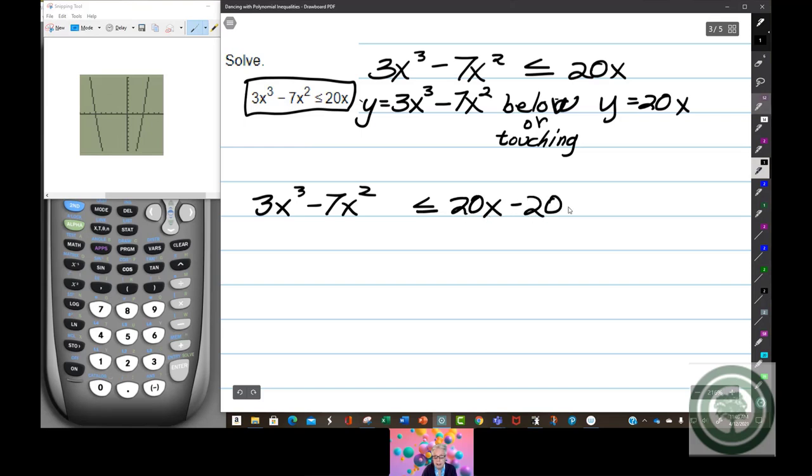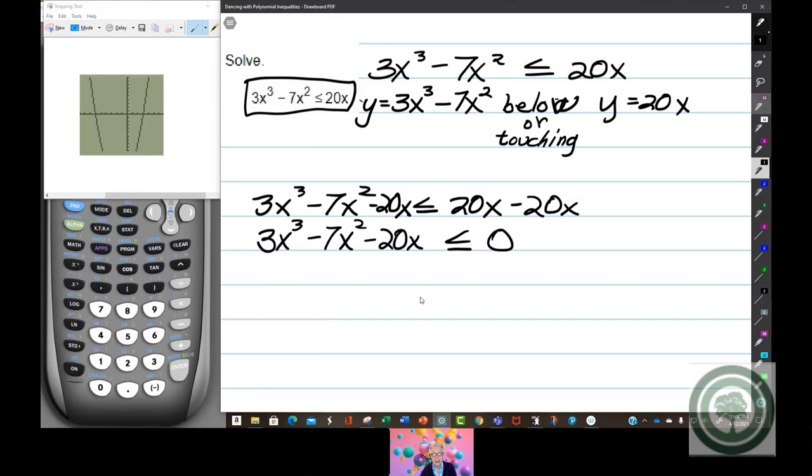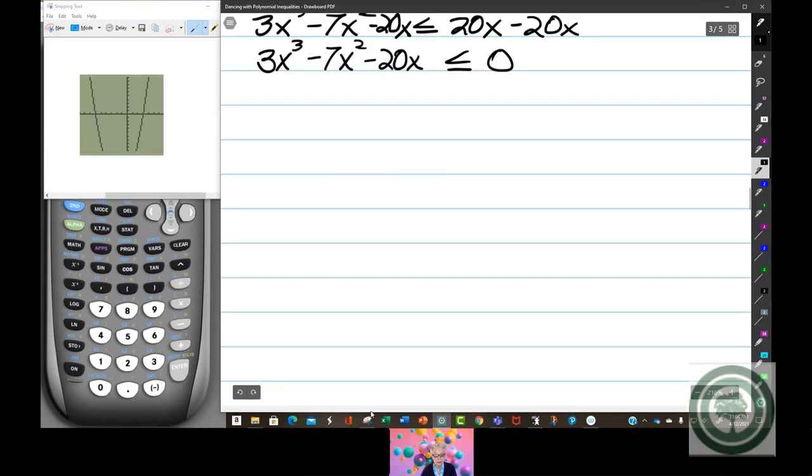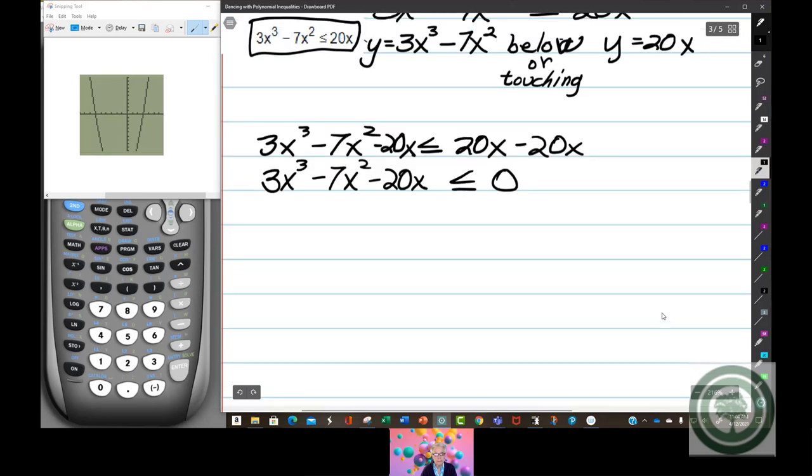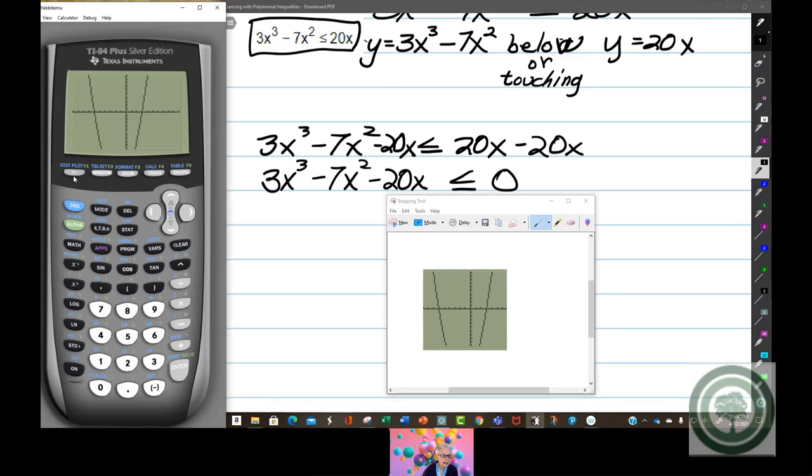and then I can subtract 20x from both sides of the inequality, so that I now have 3x to the third minus 7x squared minus 20x is below or on the x-axis. And these are usually easier to solve. No promises, but usually. Okay. So now let's graph that. Or did I already? No, didn't. Didn't graph anything. Getting lazy, Barbara.